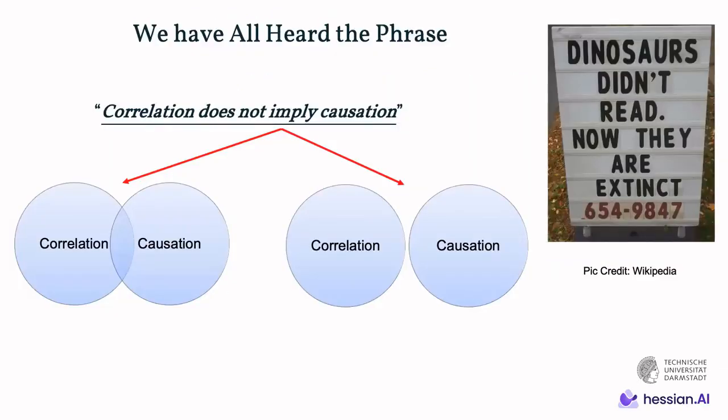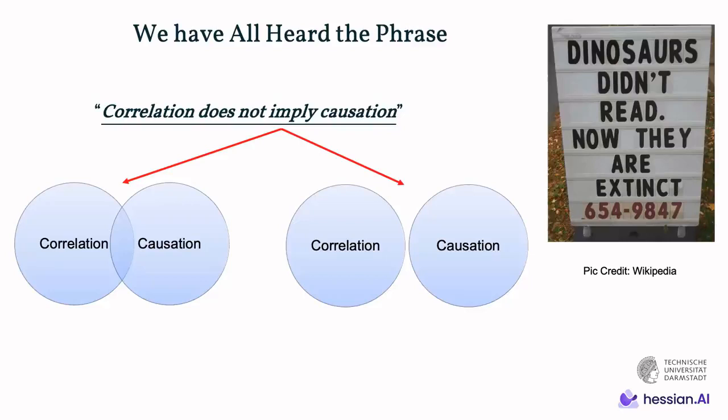And now, this phrase that Mete also spoke about, right? Correlation does not imply causation. Dinosaurs didn't read, now they're extinct, right? Correlation, maybe. At least not causation, that's what we can say. But is this statement always true? Are there cases where correlation might imply causation?